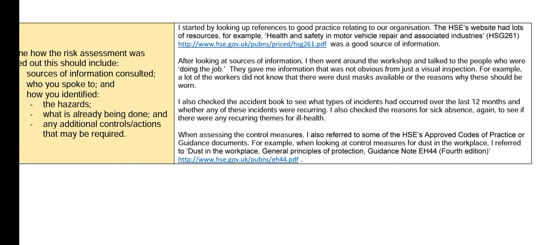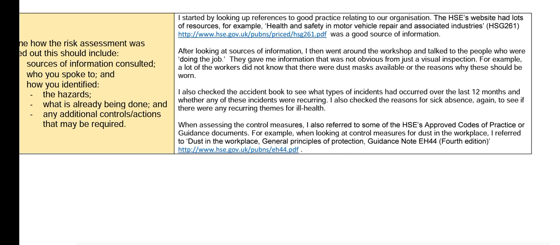Internally, you check the sickness records, incidents, near misses, the accident book, and I also checked whether any accidents or ill health recurred in the last 12 months. So you can write for your company that I checked the accident and incident books, and I also checked the absentee books. I also checked the sickness records. So you can write. Then, when assessing the control measures, now you want to check the control measures.